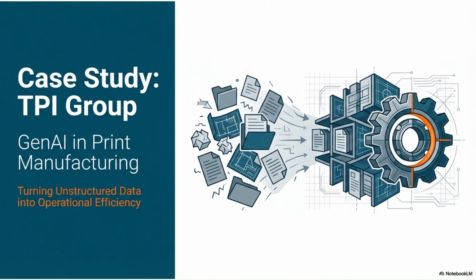Okay, so to finish off the course, we're going to look at a case study of how generative AI can be used basically to turn unstructured data into some kind of more efficient process than the manual process that was currently taking place. This is a case study with the Print and Image Group, TPI Group, and this is from Microsoft's early adopters.